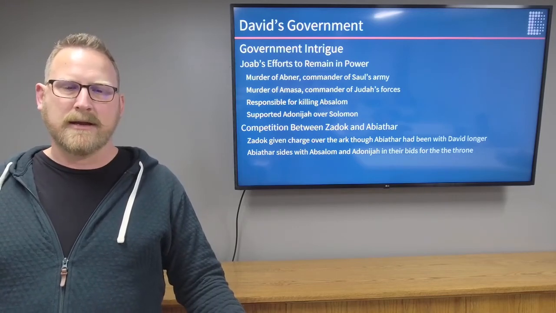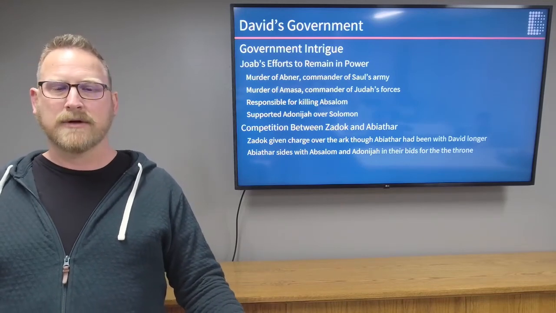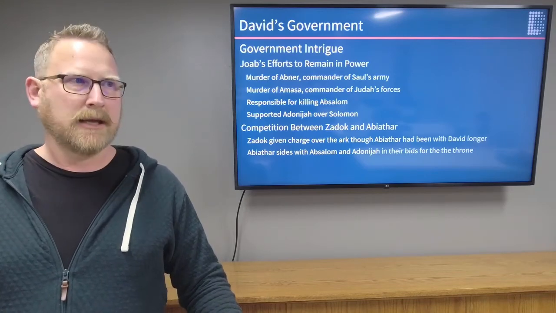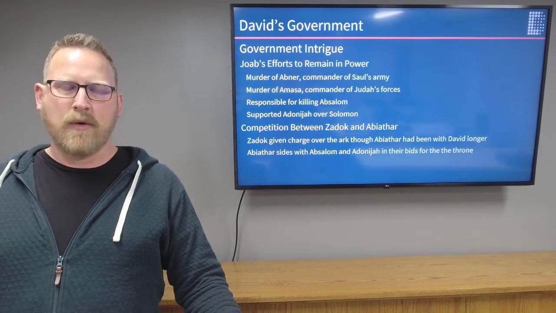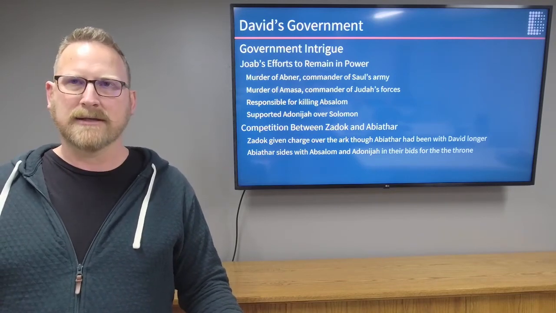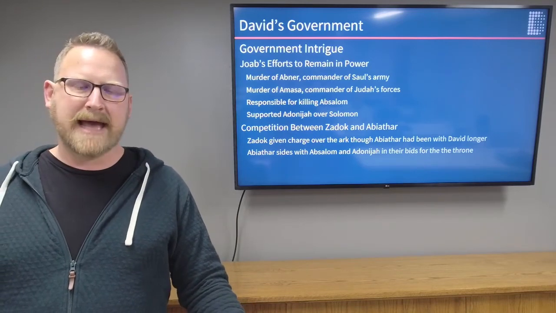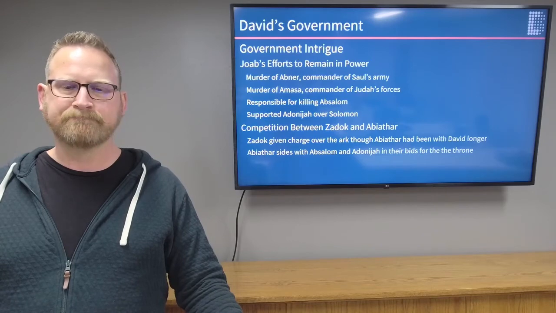He's also the one who's responsible for killing Absalom, and then he eventually supports Adonijah over Solomon, which becomes his undoing. We're going to see Joab, this commander of David's army, is the one who runs to the horns of the altar pleading for mercy, but is actually put to death for his murders at that time.